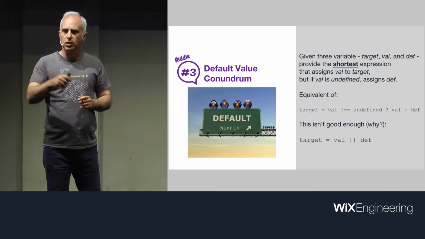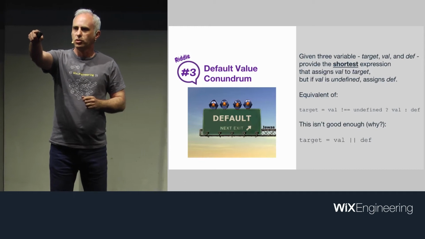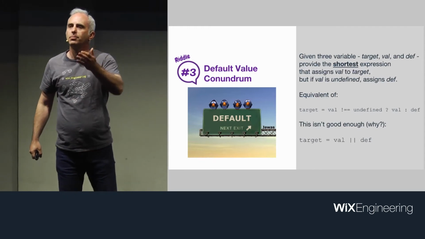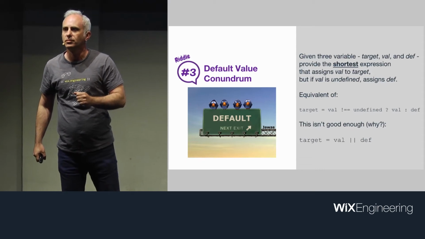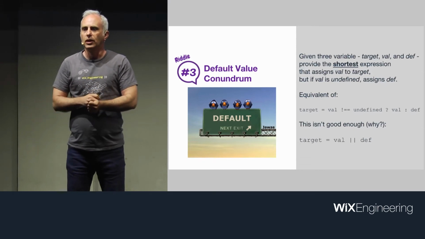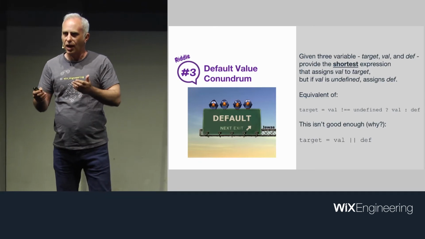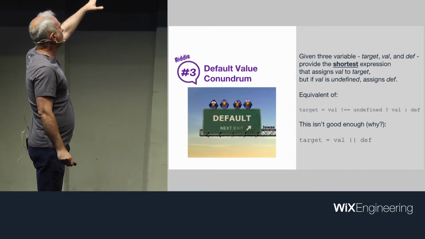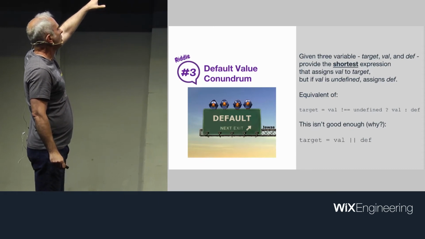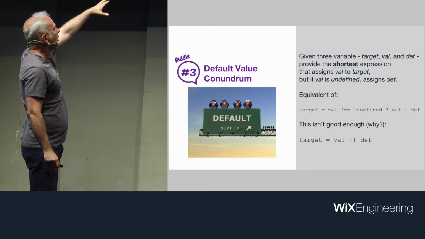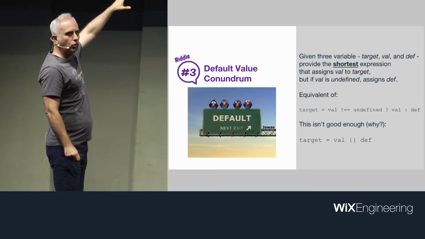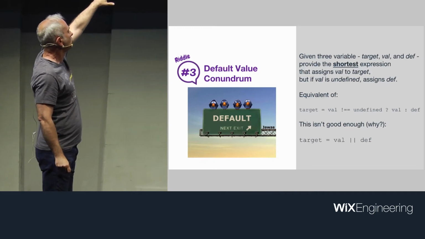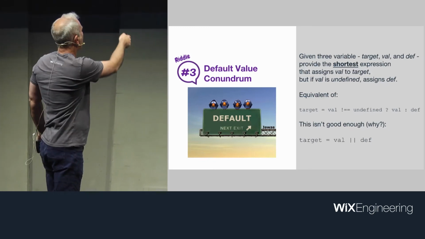It might have been an existing variable that was never initialized, for example. So you have a solution. Okay, do you have the solution? You were the first to raise your hand. Yeah, but how would that be an expression? I want something that's equivalent to this. I want an expression that when you execute it, target will be set to val, but if val is undefined, target will be set to def. I want an expression that's equivalent to the expression written up here.